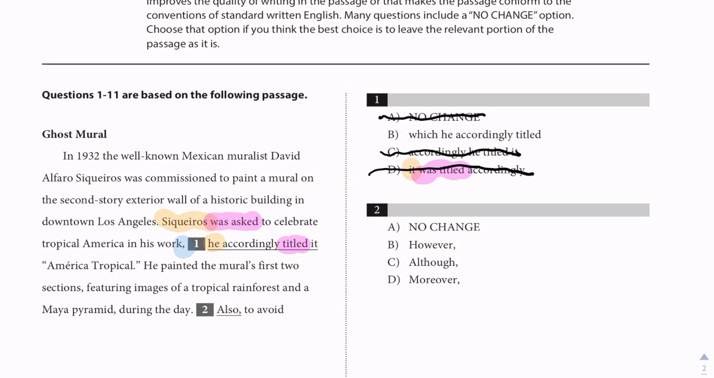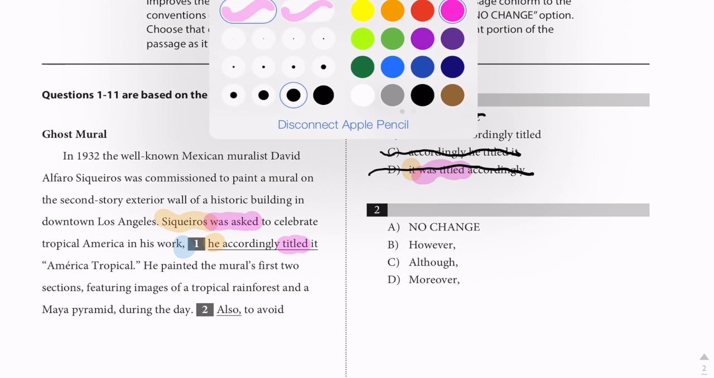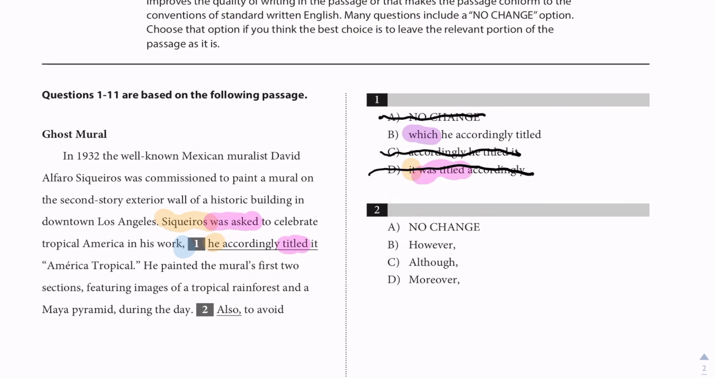So if I use B, it says, which he accordingly titled. So adding that which in the beginning means that what follows is not a separate thought. It is not a complete sentence, which matches with that comma we saw. So B is the correct answer.